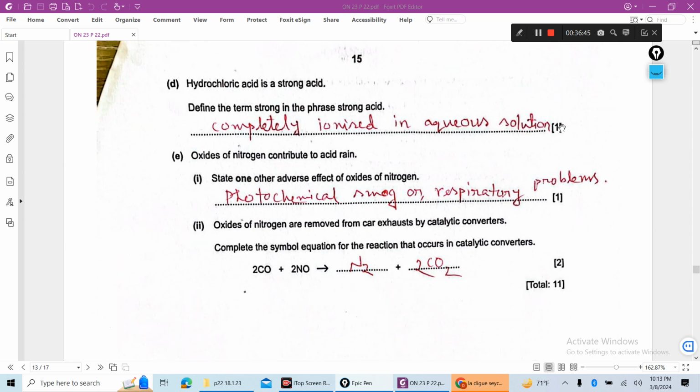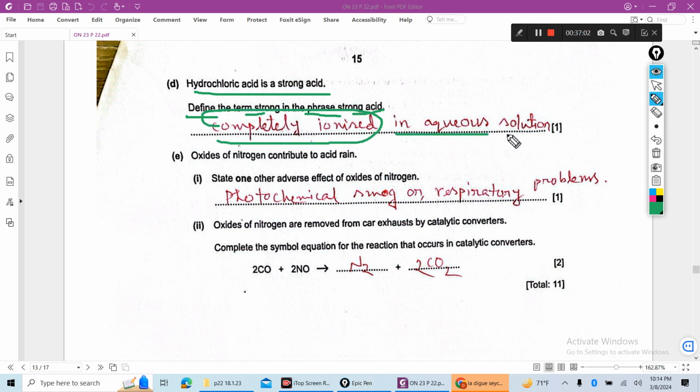Now D, hydrochloric acid is a strong acid. Define the term strong in the phrase strong acid. You know strong means completely ionized in aqueous solution. A strong acid is an acid which is completely ionized in aqueous solution.